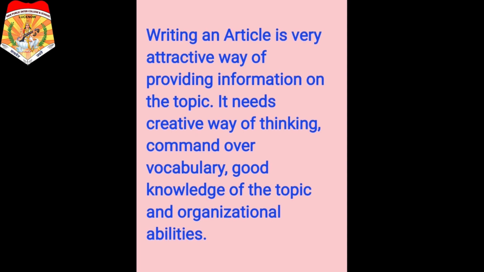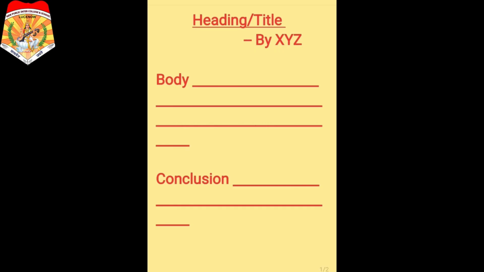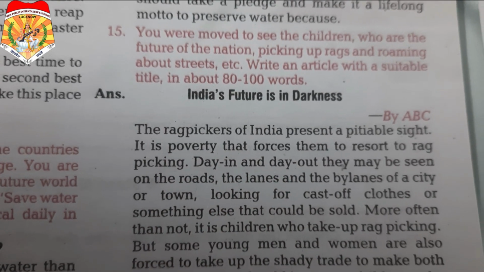Writing an article is very attractive way of providing information on the topic. It needs creative way of thinking, command over vocabulary, good knowledge of the topic, and organizational abilities. So, if you are writing an article, you must keep these points in mind. Heading or title, name of the writer, body, and then conclusion. Here is an example of article writing in front of you.